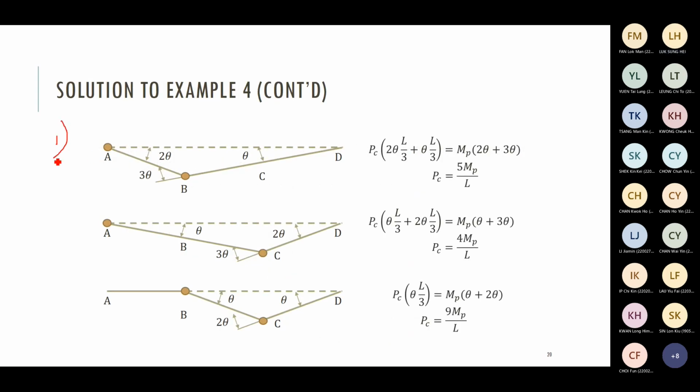Case 1. I will show you the plastic hinge location. For case 1, we have plastic hinges at point A and point B. I assumed that the rotation at one end is theta. The other side is equal to 2 theta. Why do we have this ratio?